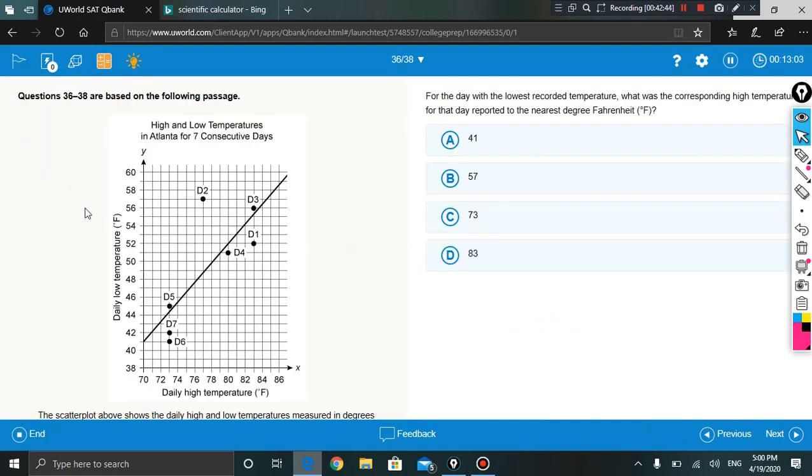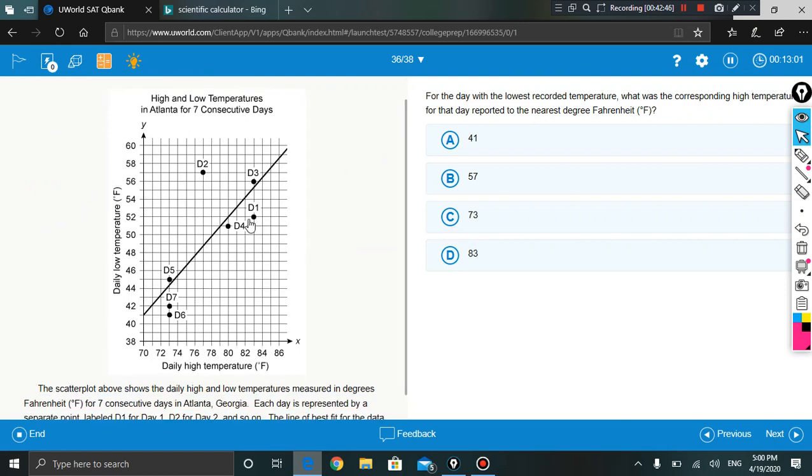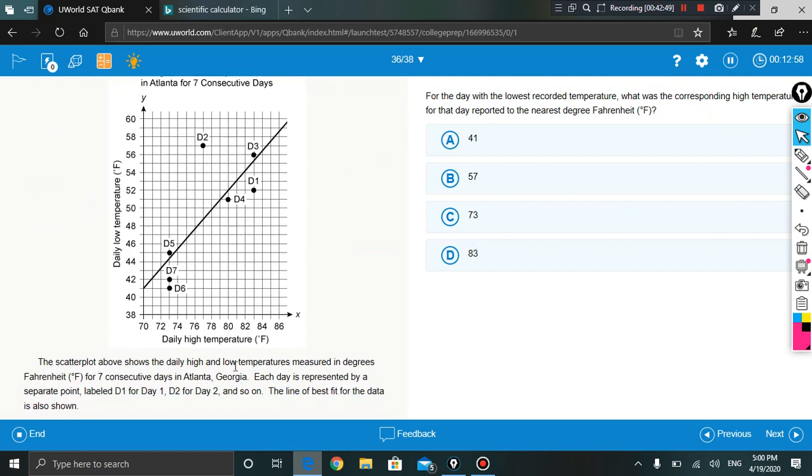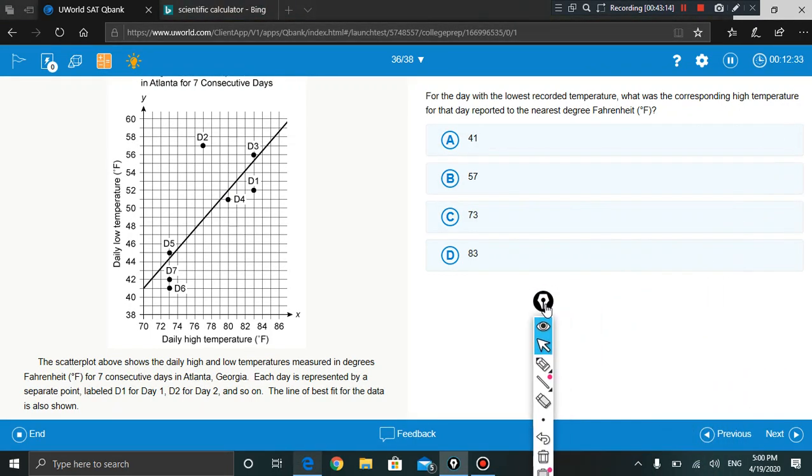Okay, 36 to 38, all of them are related to this one, which is hopefully good. So it shows a daily high and low temperature in degrees Fahrenheit for 7 consecutive days in Atlanta, Georgia. Okay, each day is represented by a separate point, labeled T1 for day 1. Okay. For the day with the lowest recorded temperature, what was the corresponding high temperature to the nearest degree?